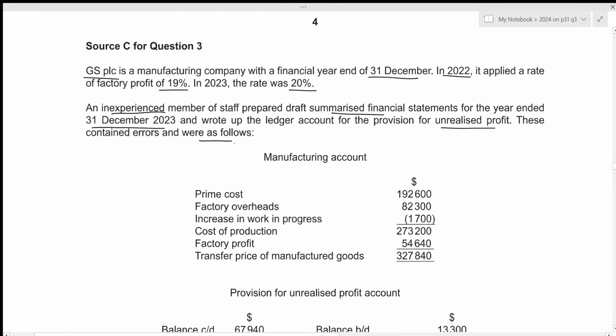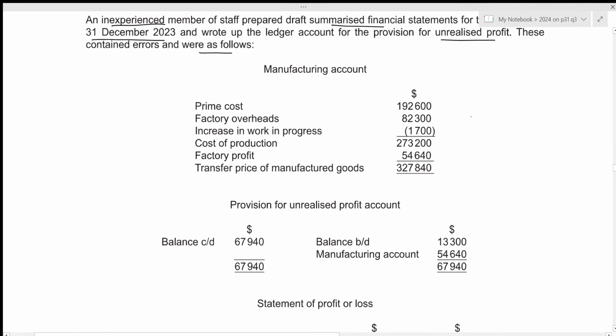So we have the manufacturing account, it's very summarized. We have the prime cost, factory overheads. We have the increase in work in progress, which is subtracted, that's correct. Then we have the cost of production. Then we added the factory profit in order to get our transfer price. Then we have the provision for unrealized profit account as well. The opening balance is 13,300, and instead of just figuring out the difference between the opening balance of the provision for unrealized profit and the closing balance, the difference included here is that of the factory profit. So the provision for unrealized profit account is incorrect.